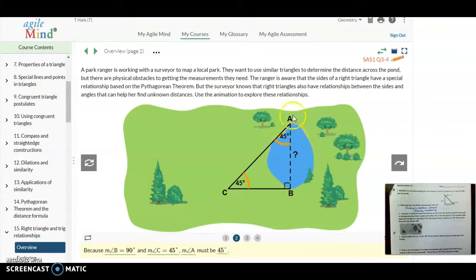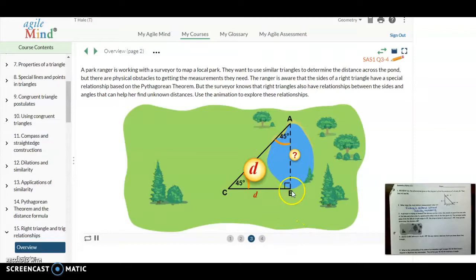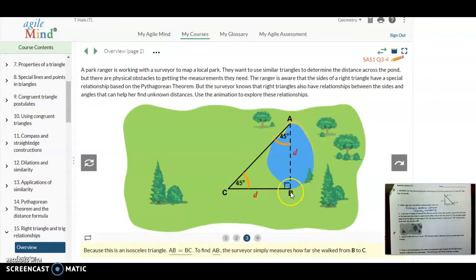Now, how does that help me know the distance across the pond? Well, we have learned that when the base angles of a right triangle or any triangle are congruent, that means that the sides are also congruent. The sides across those congruent angles are congruent. So this distance across the pond can be found by knowing the distance between points B and C. Those are the legs of that isosceles triangle. So simply measuring along the distance on the ground from B to C lets me know the distance across the pond is exactly the same thing.